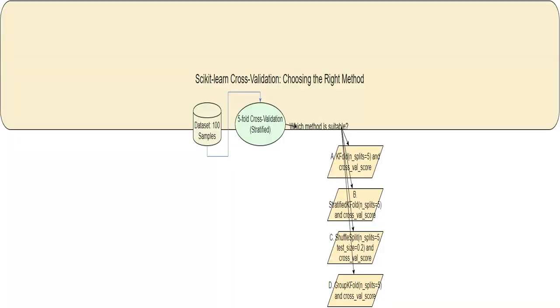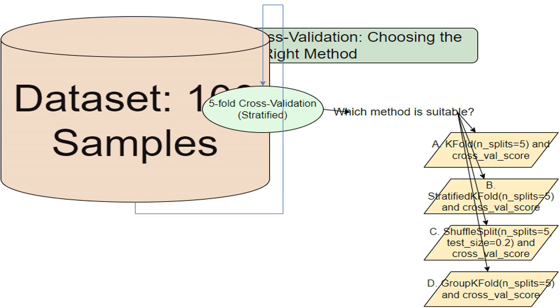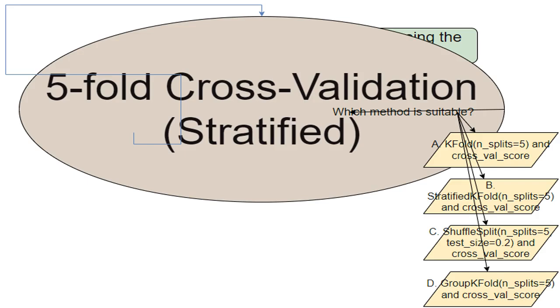I'm using Sklearn, a powerful Python library, to perform cross-validation, a technique to evaluate how well a machine learning model generalizes to unseen data. I'll be choosing the best method for this task. I have a dataset containing 100 samples, the individual data points I'll use to train and test my model. I want to use 5-fold cross-validation.